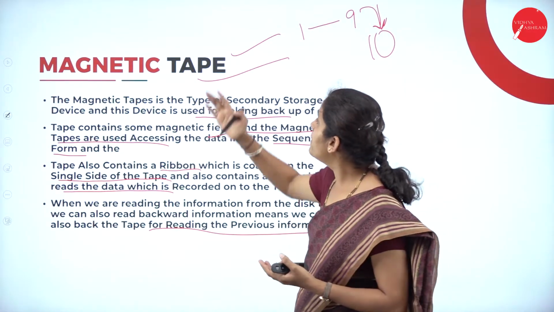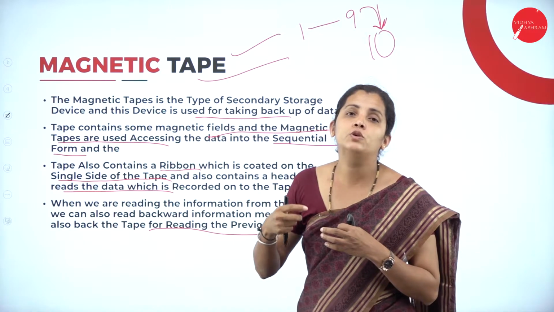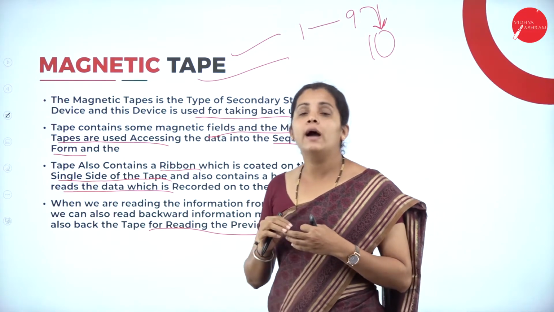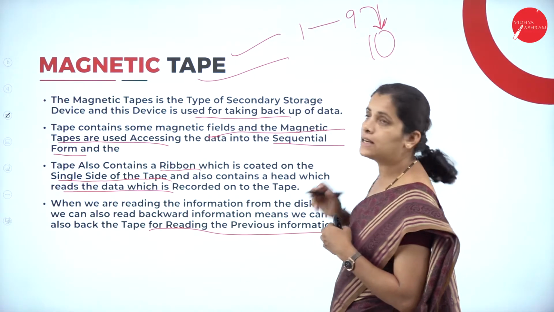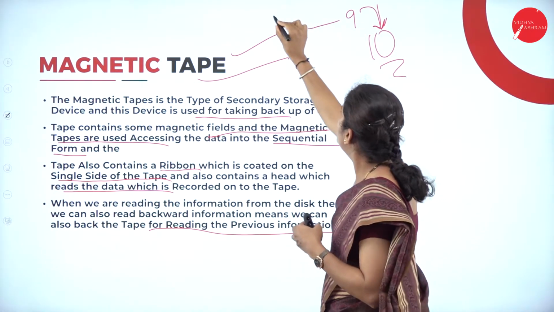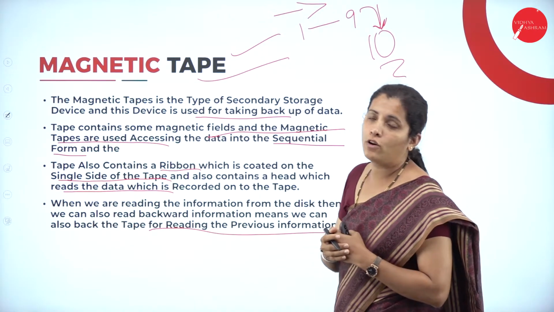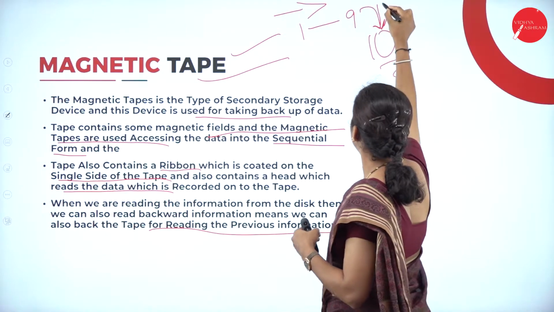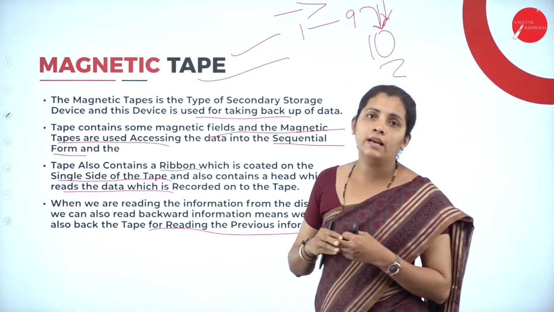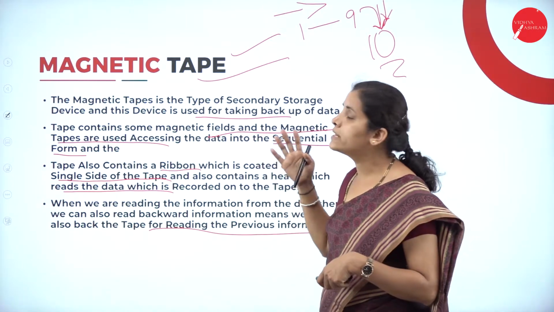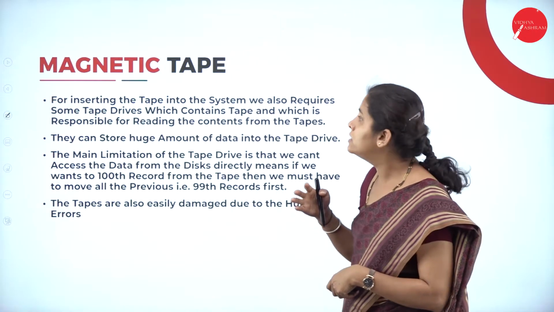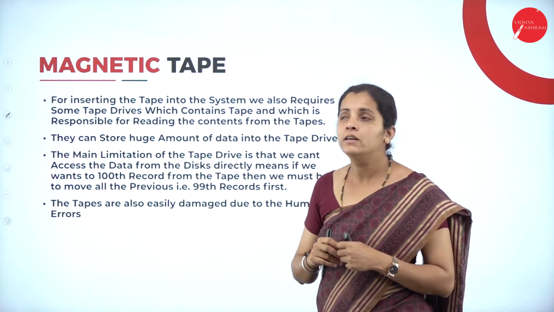Dear students, in magnetic tape, it is not possible to access the records randomly. If you want to access the 10th record, you have to move past all the records from 1 to 9, and then only it is possible to get the 10th record. But in a disk, it is not like that. In a disk, the user can access the data randomly. So this is one of the disadvantages of magnetic tape.